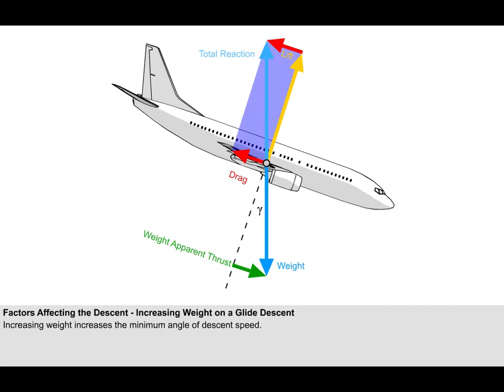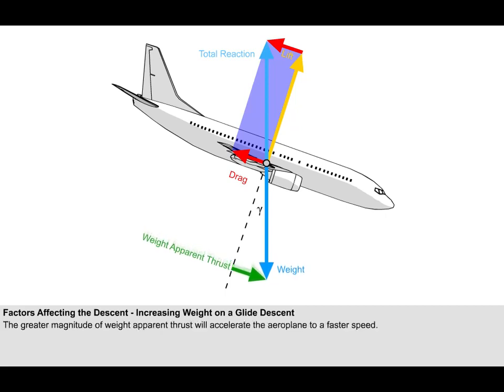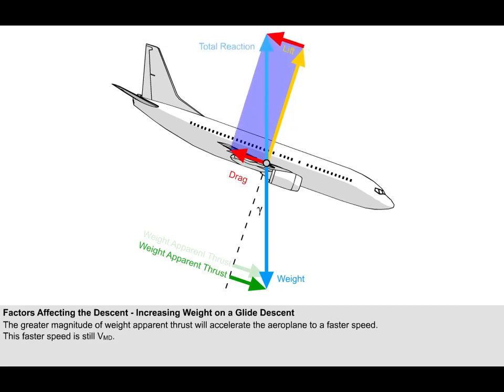This concept will be shown through this next sequence. A heavier aeroplane will have a greater magnitude of weight apparent thrust. If left unchecked, the aeroplane will accelerate to a higher speed. As the speed increases, lift force will increase, but so will the drag force. Eventually, there will be enough total reaction to balance weight and enough drag to balance weight apparent thrust. At this point, the forces are balanced and a new higher steady speed is attained. This new higher speed is still VMD and the angle of attack is still 4 degrees. As you can see, the angle of descent has remained constant throughout.